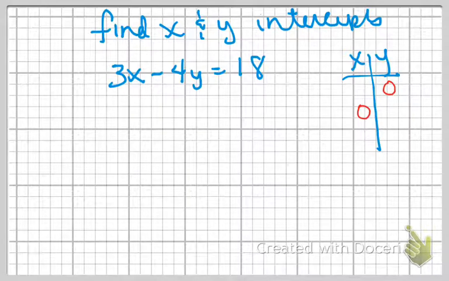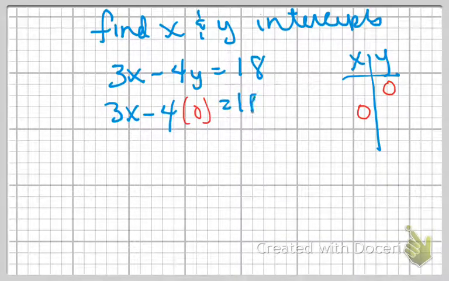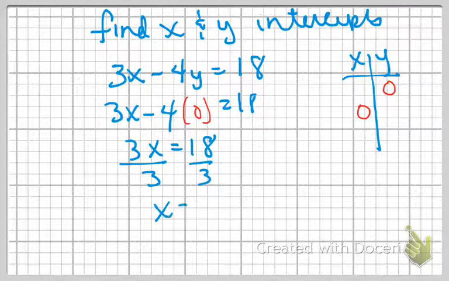So here we go. We're going to say 3x minus 4 times 0, making y 0, equals 18. Well, 4 times 0 is 0, so we have 3x equals 18. Divide both sides by 3, so x equals 6. So my x-intercept is 6. See how that works? Now I'm going to do the same thing, but with y. So I'm going to find the y-intercept.